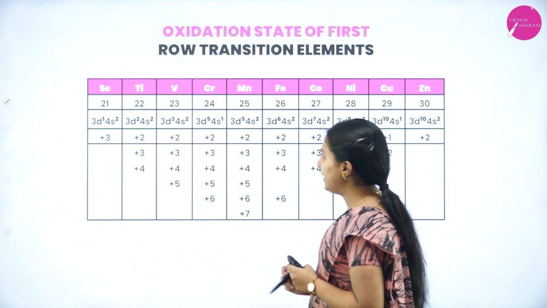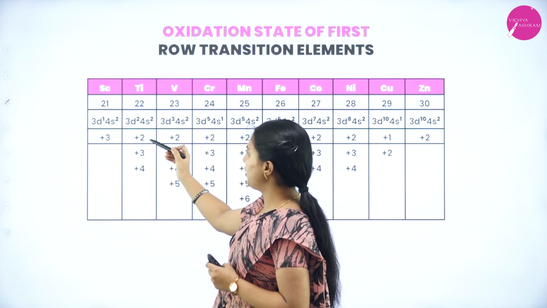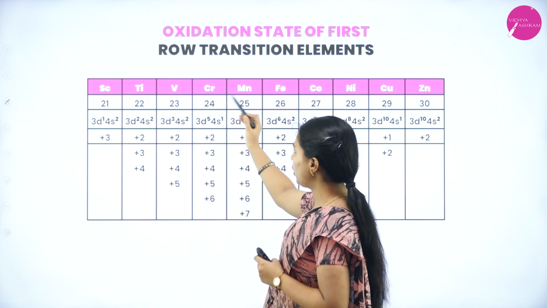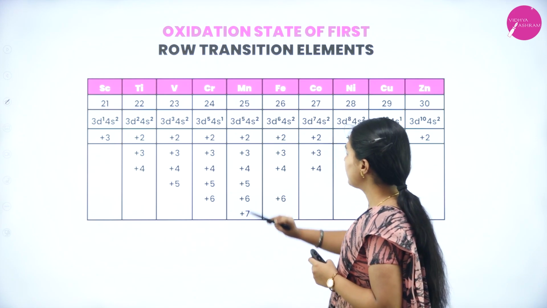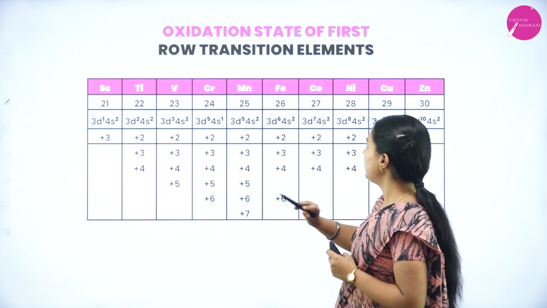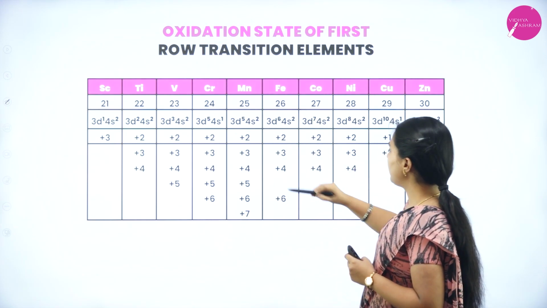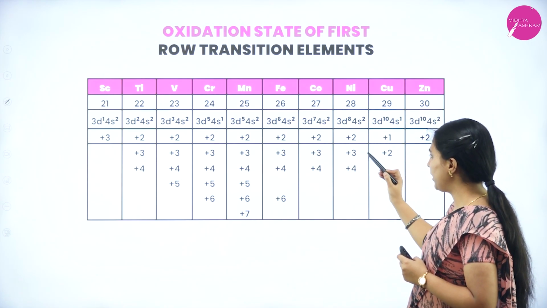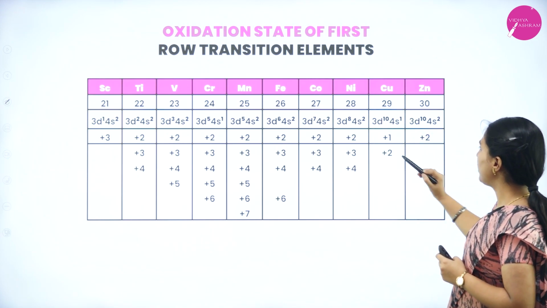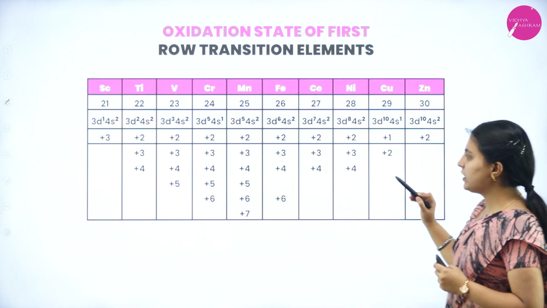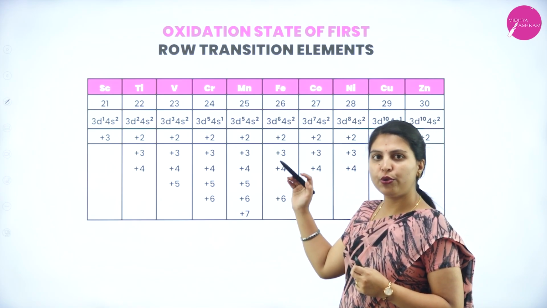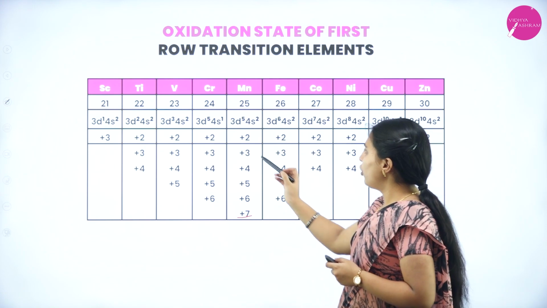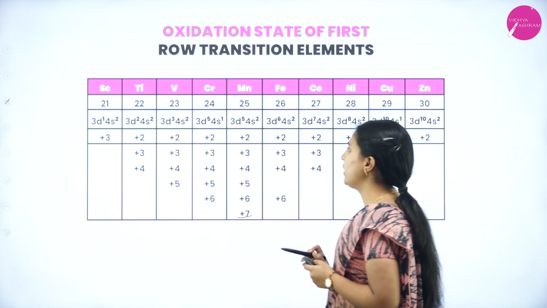See here: scandium +3, titanium +2, +3, +4, vanadium +2, +3, +4, +5, chromium +2 to +6, manganese +2 to +7, iron +2 to +6 except +5, cobalt +2, +3, +4, nickel +2, +3, +4, copper +1 and +2, zinc +2. Manganese is the element which has the highest oxidation state, up to +7. See here, the involvement of 3d and 4s electrons.